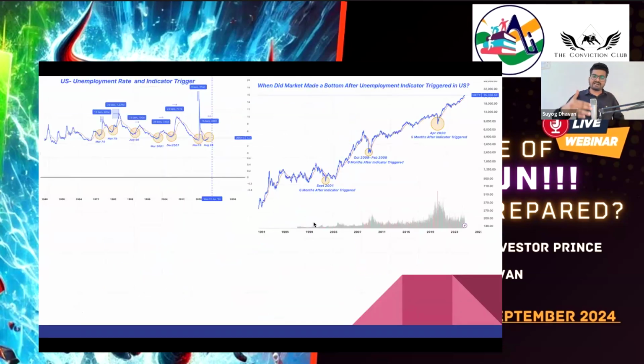And we'll look at other data also. The other data is unemployment data. This is the US unemployment rate and indicator, and it is an indicator trigger. If you see here, the red line is the 3-year moving average, and the blue line is the unemployment data.